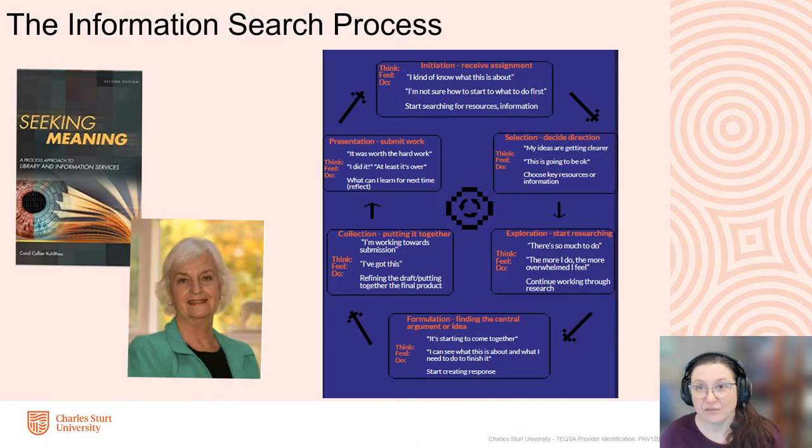A foundational information literacy model is the Information Search Process, or ISP, developed by Carol Kuhlthau in the 1980s and early 1990s. Based on her research into the information and research habits of students in schools and colleges, this model not only describes the processes involved in seeking information, it also was the first to explain the holistic nature of information seeking. That is, the individual's thoughts, feelings, and actions across each stage of the process.